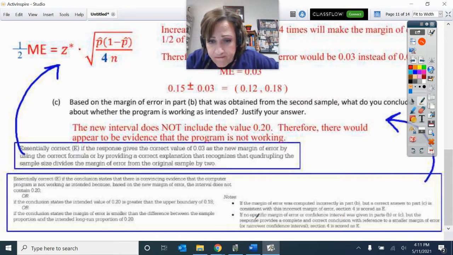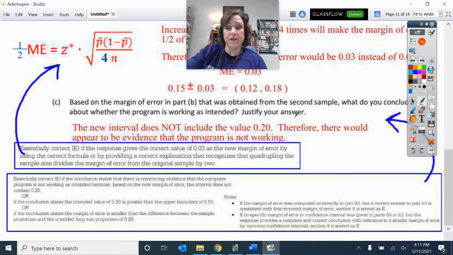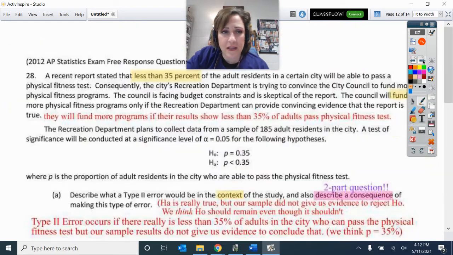So if you did not give a specific margin of error in part B, but the response provides a complete correct conclusion referencing a smaller margin of error, would then maybe not include it. Maybe you just say, not sure what the margin of error is, but I do know it'd be smaller. So that therefore, if it does not include 0.20, then the program is not working. All right, then you could get credit for C. That's the next free response.